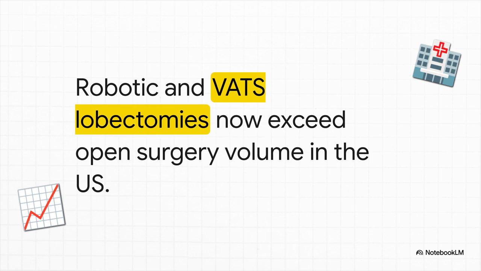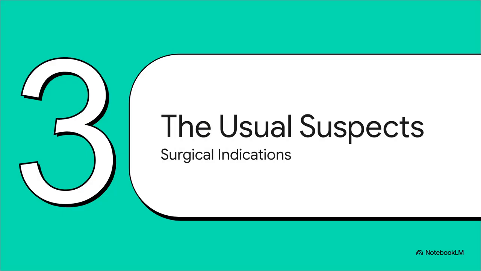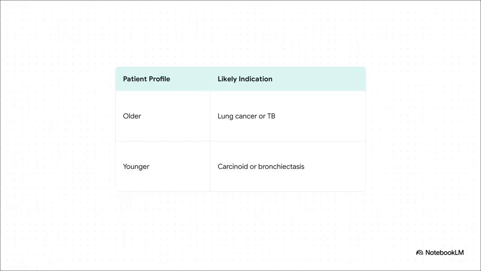These tiny little marks are the only external clue that a massive internal anatomical change has even taken place. Section 3, the usual suspects, breaking down surgical indications. Okay, so once you spot that modern port site scar, you have to ask yourself why it's there. And age and history do the heavy diagnostic lifting here.